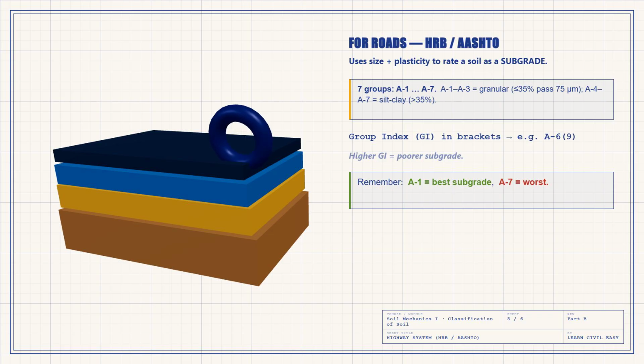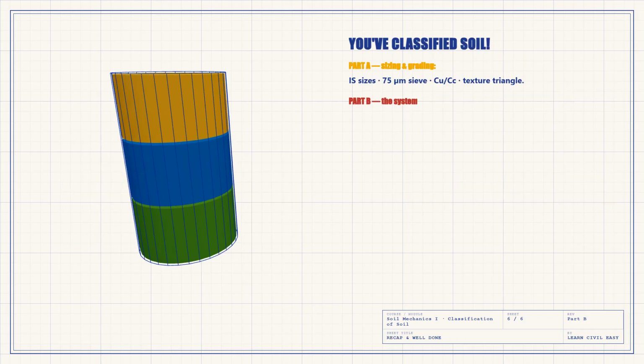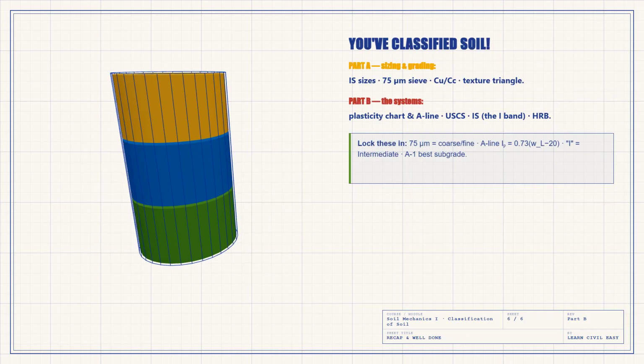Each group also carries a group index, written in brackets like A6 followed by 9 in brackets. And the rule is simple: the higher the group index, the poorer the subgrade. So keep this in mind. A1 is the best subgrade and A7 is the worst. And there you have it. You have classified soil like a true engineer.